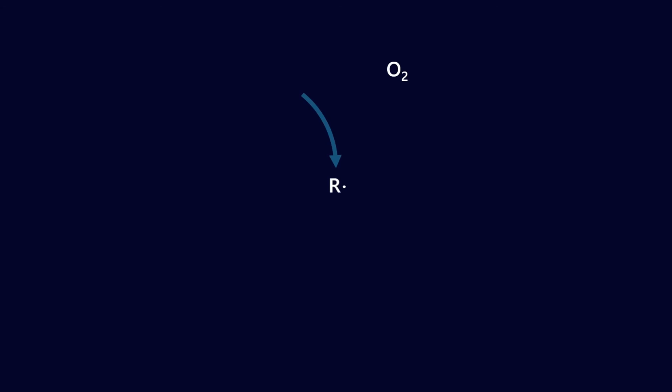And a very reactive chemical, which is present everywhere in our atmosphere, is oxygen. Now oxygen is really 2 oxygen atoms. So the oxygen molecule is 2 oxygen atoms, and this radical is going to react with that oxygen, and it's going to form another radical compound. Now that radical compound is also very highly reactive.